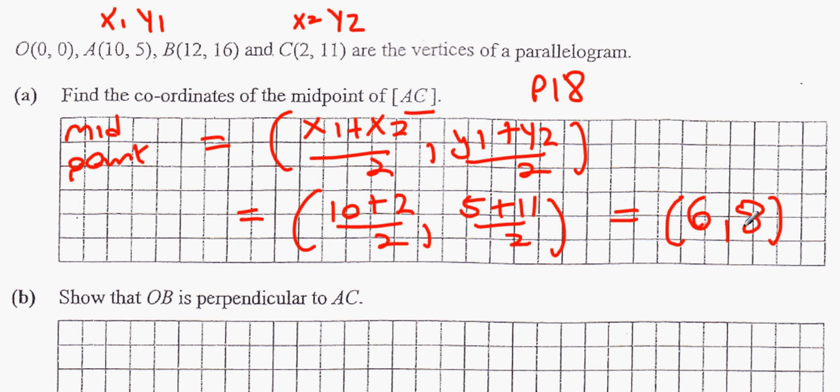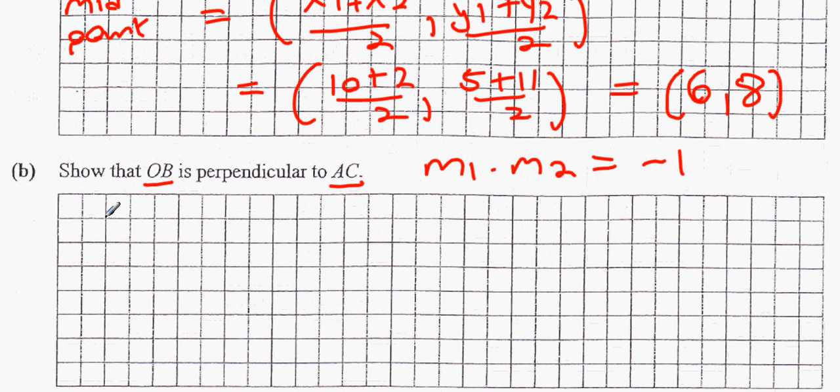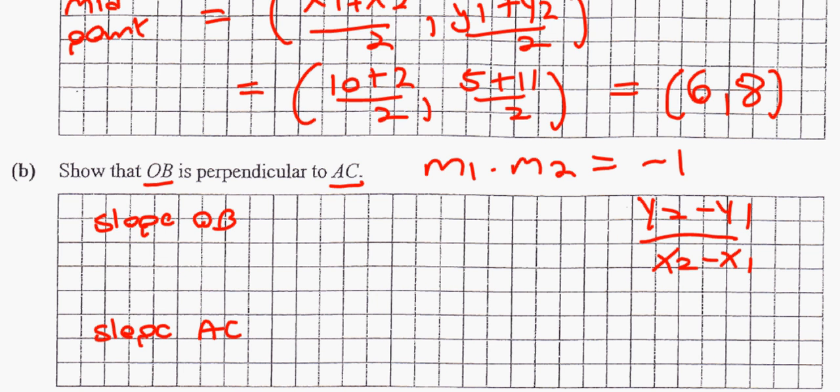Now, show that OB is perpendicular to AC. To show that the line OB is perpendicular to AC, you need to get the slopes of both of them. You've got to multiply the slopes by each other to get minus 1. So what we need is the slope of OB, and we also need the slope of AC. Now, the slope formula is y2 minus y1 over x2 minus x1.